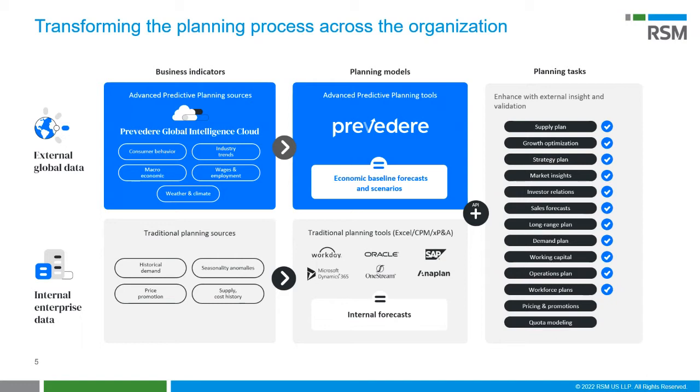From a process perspective, this Global Intelligence Cloud and the platform can augment your existing forecasting and planning tools. So we are not meant to be a rip and replace of what you're currently doing. Our goal and our objective is to give you an external view of what we refer to as an unbiased economic baseline, and combine that with what you're doing today to come up with a consensus or holistic forecast or plan.